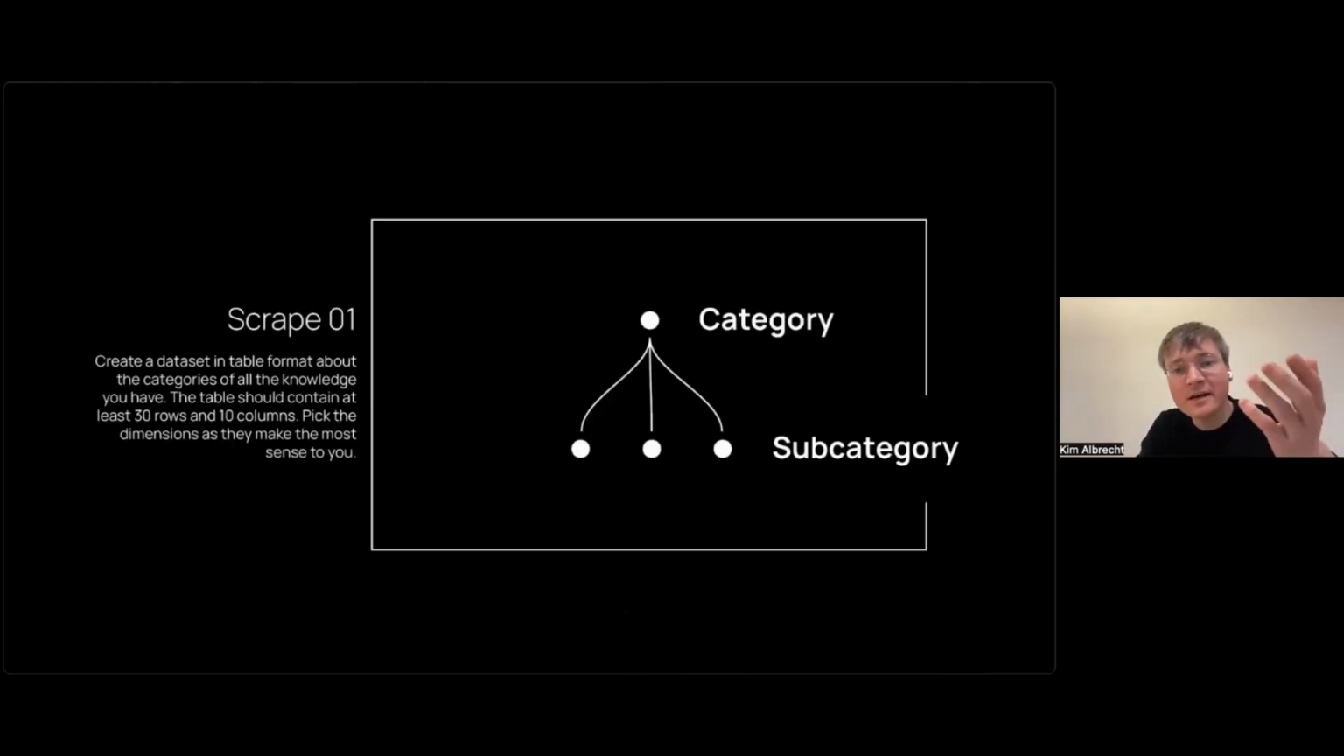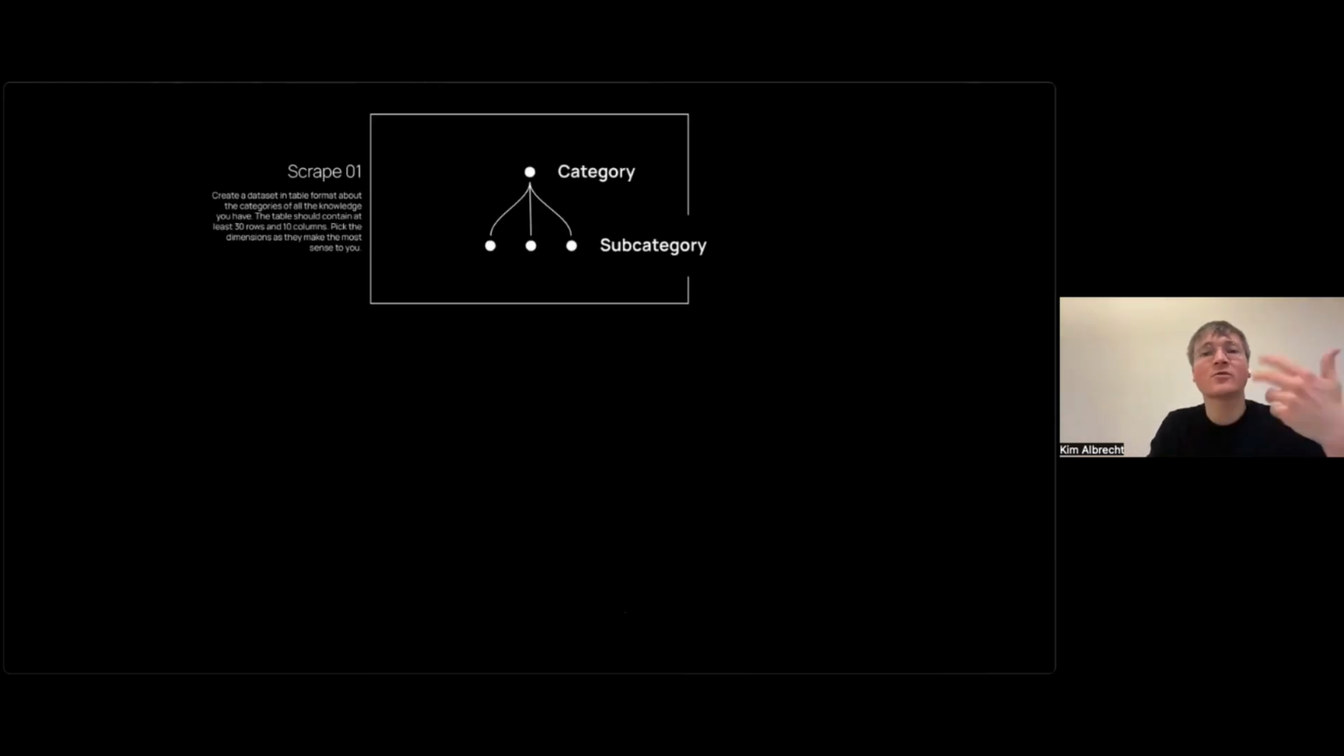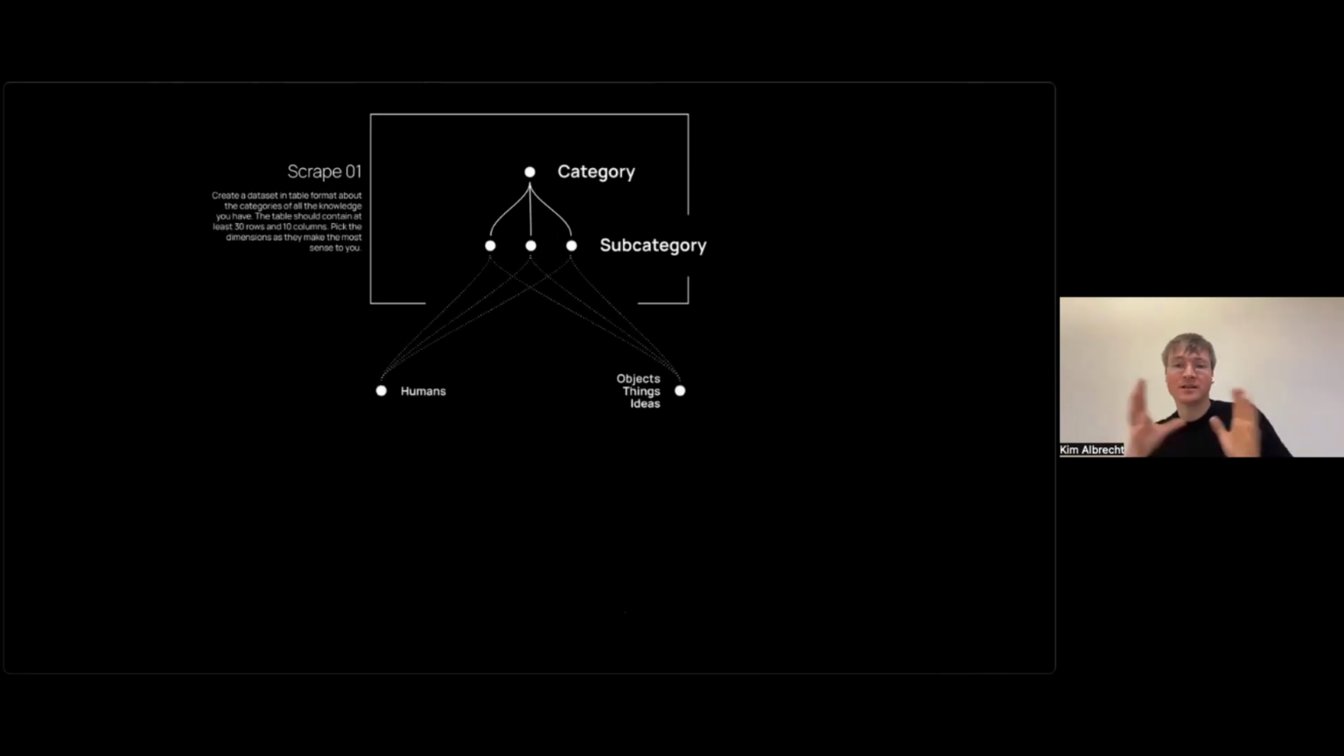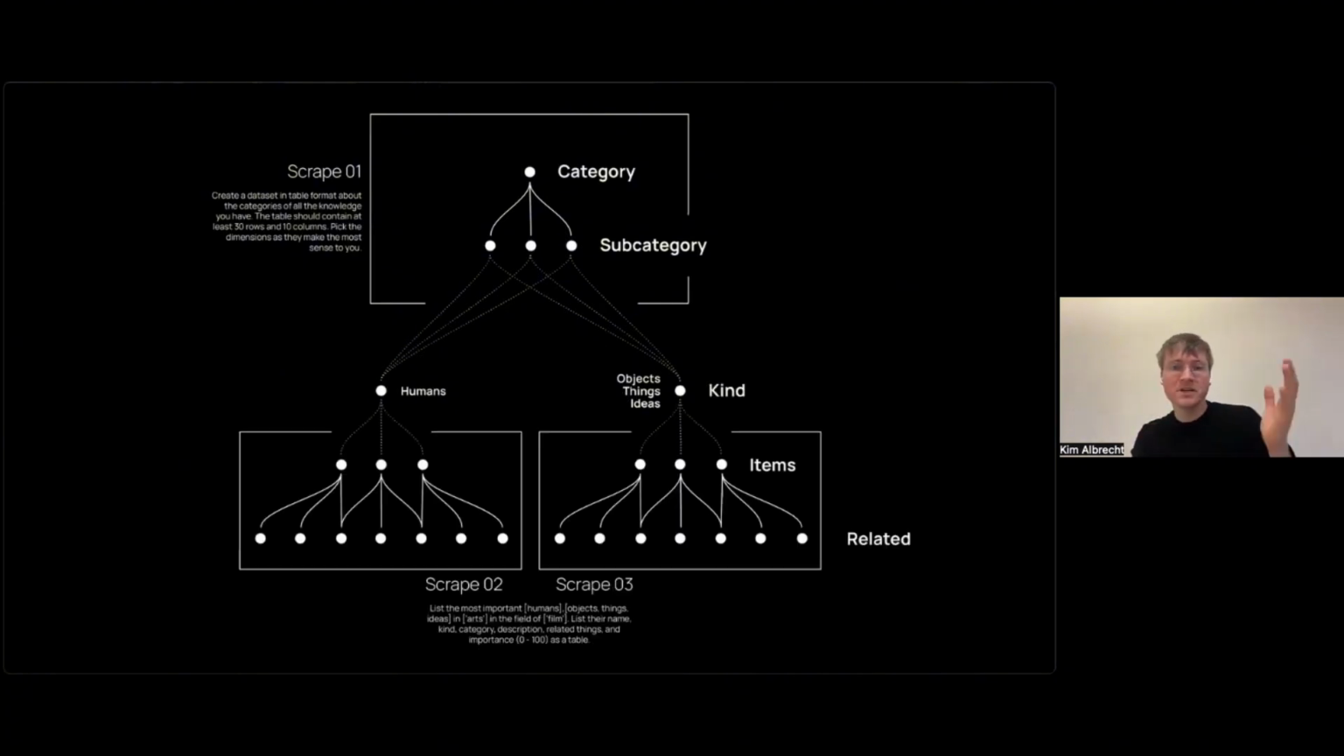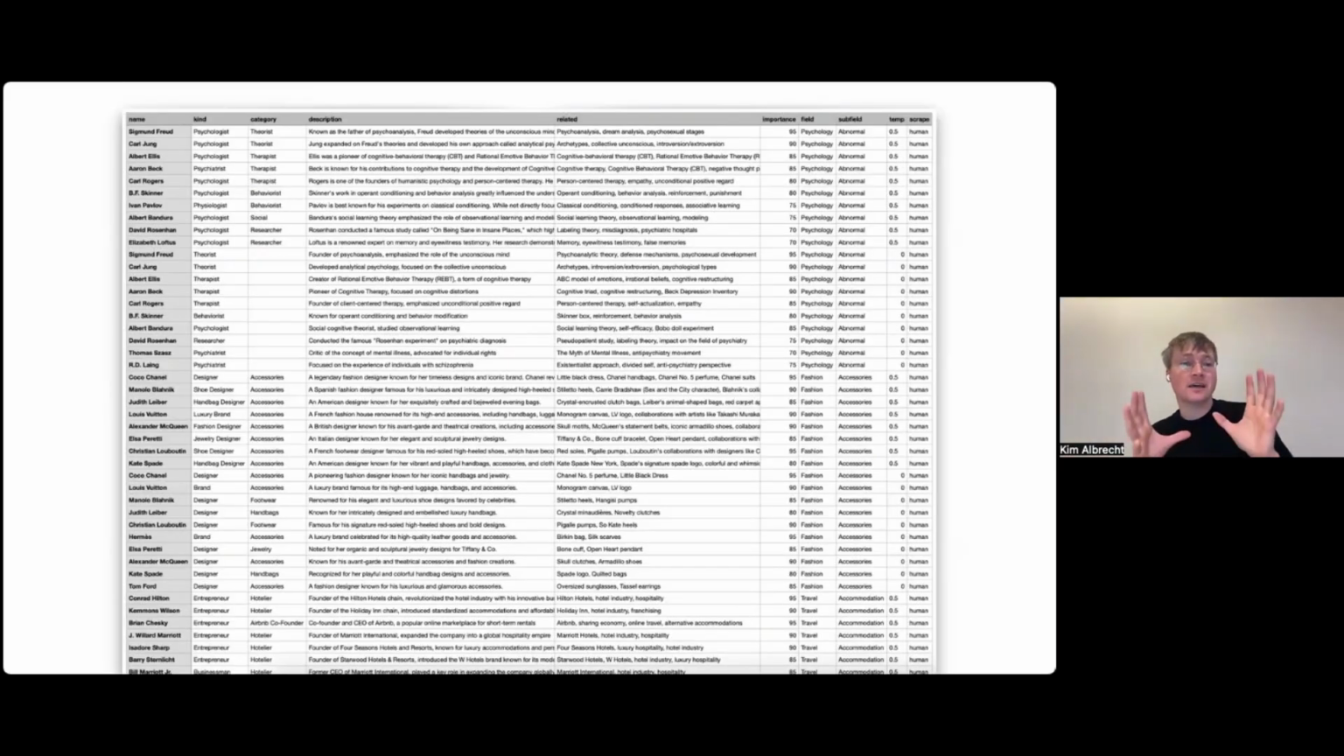And I took this data and actually started scraping more data on top of this. So I asked for humans, objects, things, and ideas that are connected to these topics and subtopics that I scraped before. And from this, with 1,800 requests to the system, I built up a large data set of things that are important to ChatGPT.